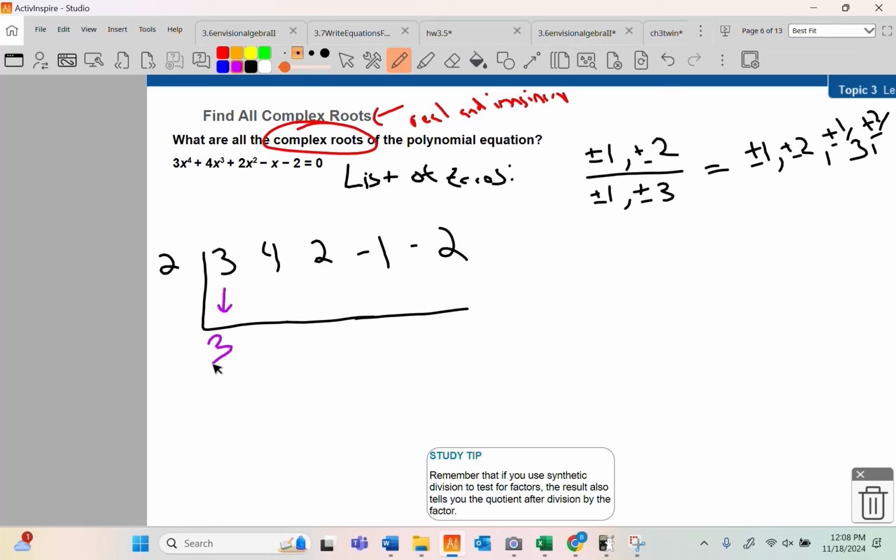We drop the 3. Twice the 3 is 6. Then we add. We get 10. We multiply and we get 20, then 22, then 44, then 43, then 86, then 84. Yay or nay? Why nay? Because it wasn't a 0. So I'll throw away the positive 2, and we'll try something else.